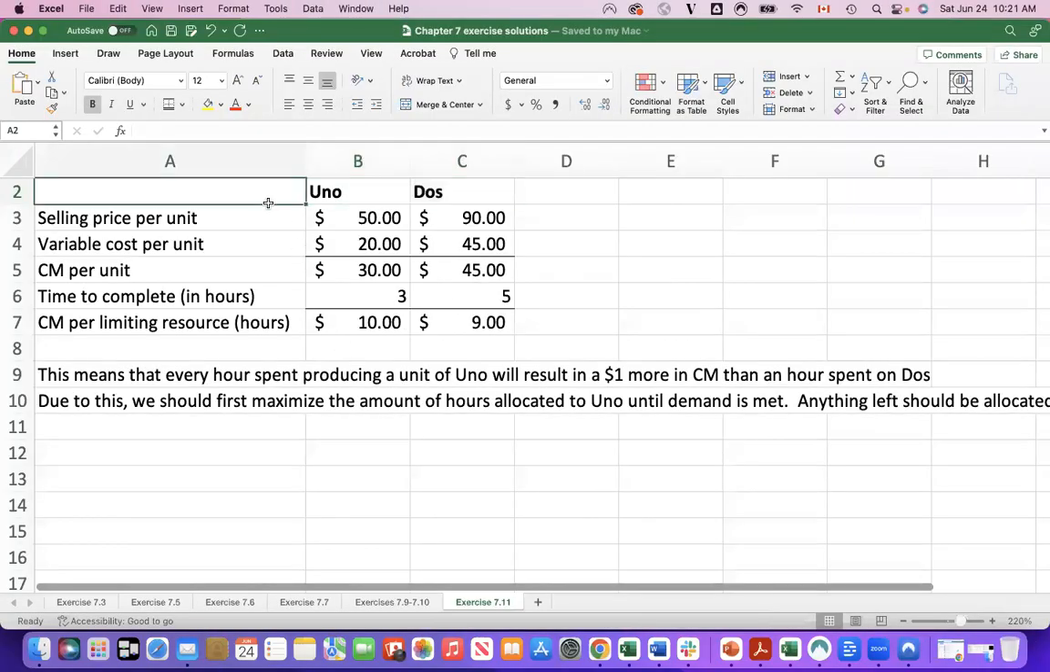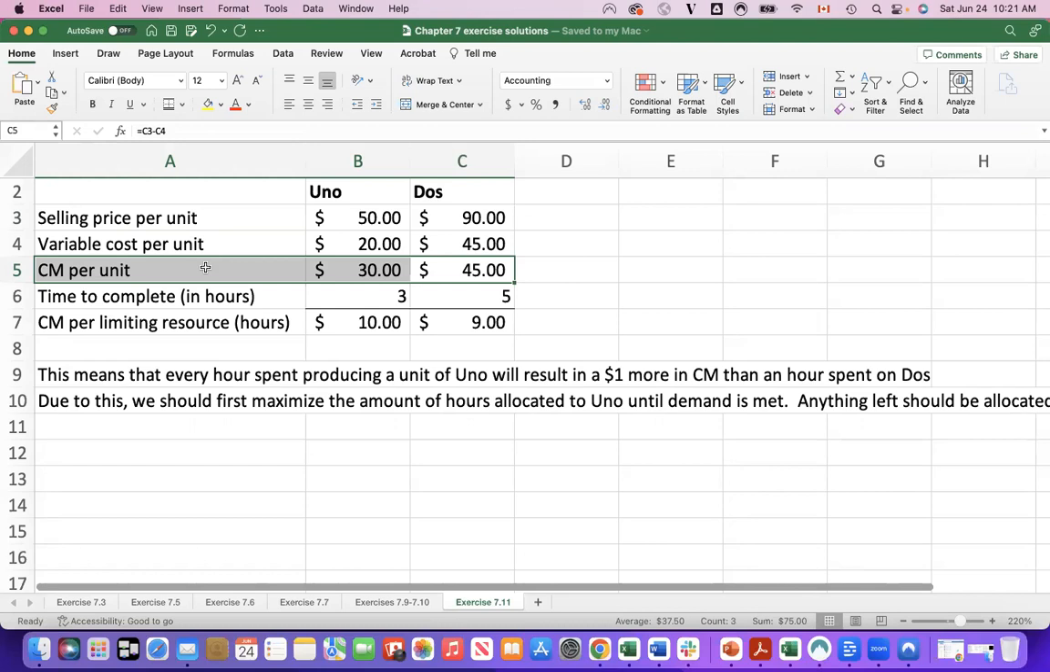Here, the first step is to do a quick contribution margin calculation. Remember, contribution margin is selling price minus variable cost. For the Uno, contribution margin per unit is $30 apiece. For the Dos, it's the $90 selling price less the variable cost of $45, so the contribution margin is $45. If you were to stop there, you might think the Dos provides a higher contribution margin per unit, and therefore we should emphasize producing and selling the Dos before we sell any of the Uno.